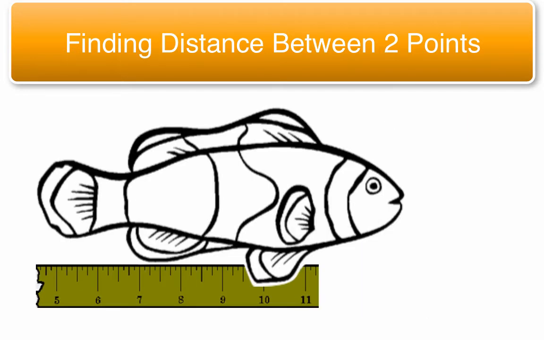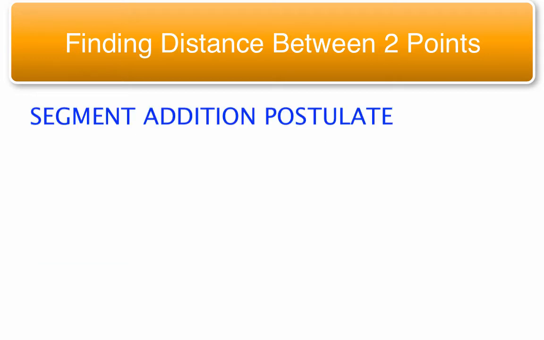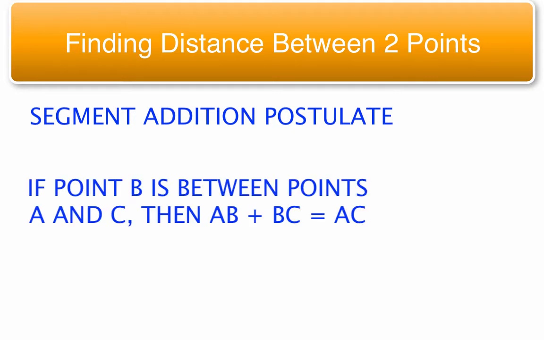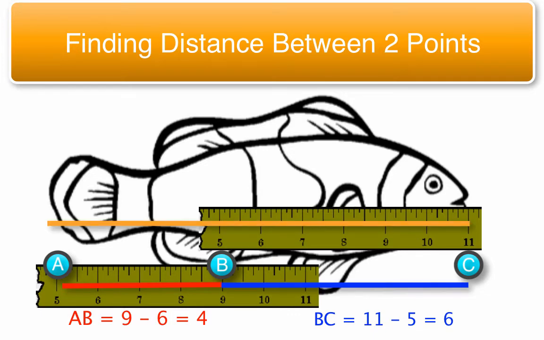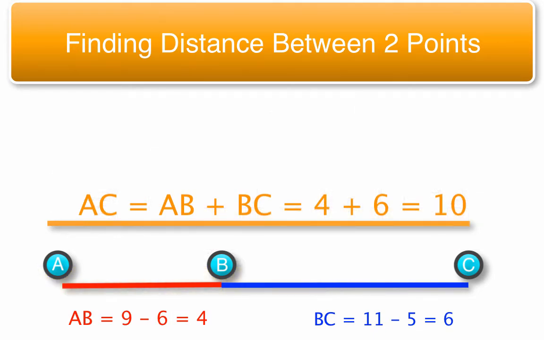But what if you catch a fish that is over the length of your ruler? Another useful postulate we can use is called the segment addition postulate. The segment addition postulate states that if point B is between points A and C, then the length of AB plus the length of BC is equal to the length of the entire segment AC. For our fish, we can mark a point A and C at the start and end of the fish. Then we can mark a point B somewhere between points A and C. We will measure the lengths of AB, measure the length of BC, and add them together to find that this fish is the acceptable 10 inches, and we can keep it.